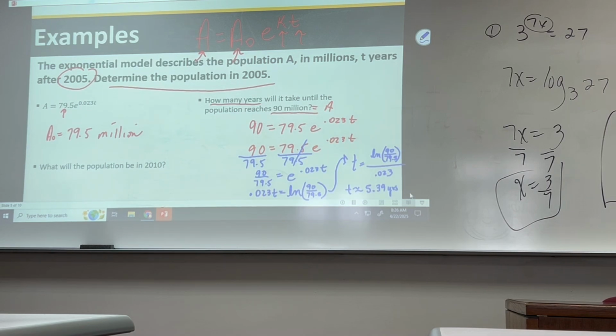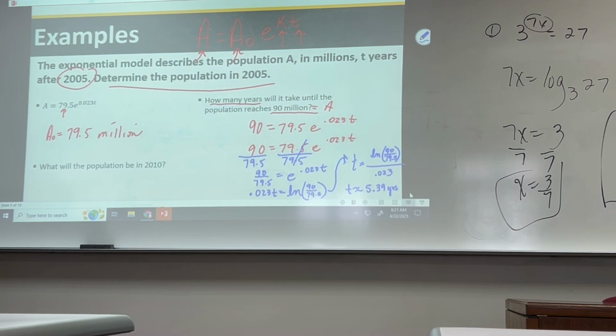Now, if the direction said round off to the nearest year, we would say 5 years, wouldn't we? If it said what year is that, what would it be? You know, t is the time after 2005. So 5 years after 2005 would be 2010, if you're asked for the year. So just make sure you answer the question. Everyone still okay?